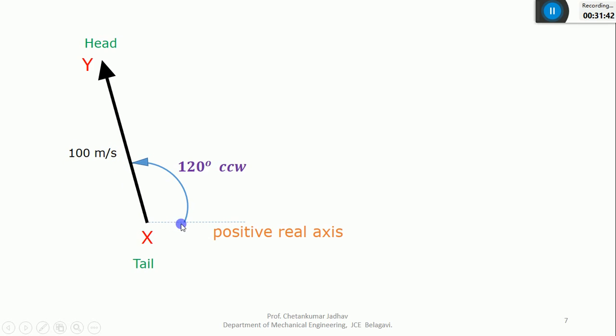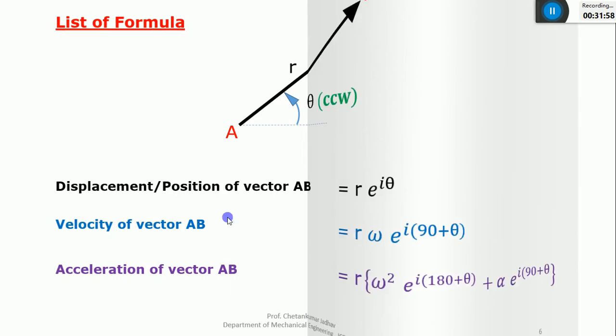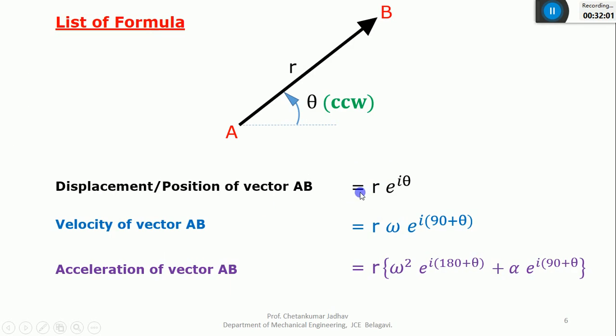And it is making an angle of 120 degree in counterclockwise direction with respect to the positive real axis, and I need to find out the displacement of this vector xy. So using these three formulas, let me write what is the displacement. I don't want the velocity and acceleration. I want only this displacement. This formula, r into e raised to I theta. R is the magnitude of the vector. Theta is nothing but the angular displacement in a counterclockwise direction with respect to the positive real axis.